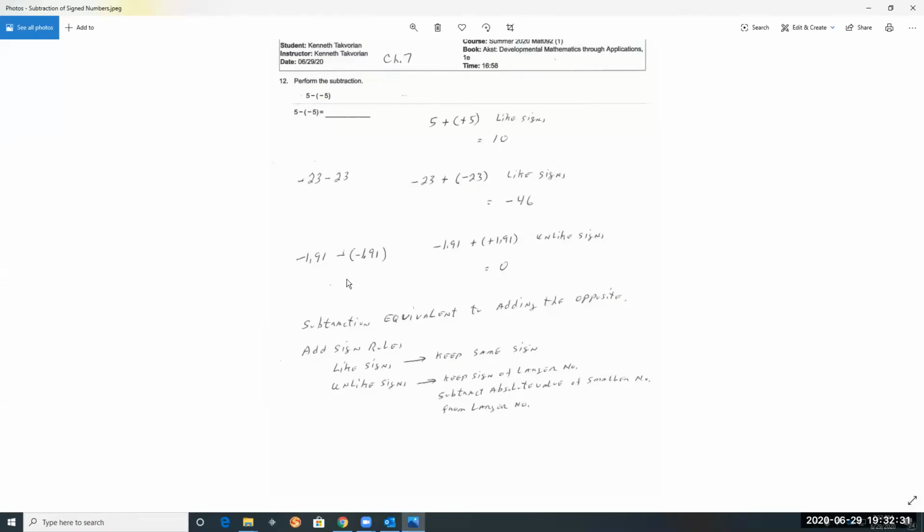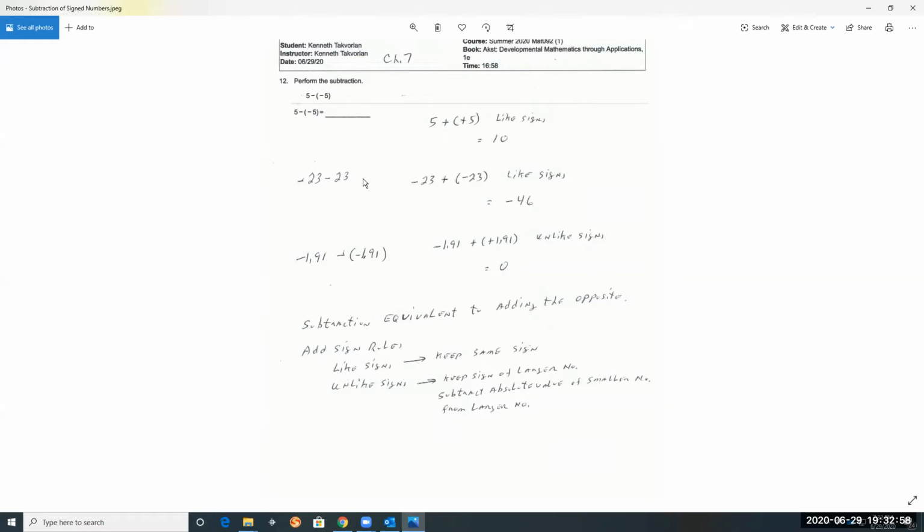Chapter 7 is on sign numbers. It's most important that we learn the definition of subtraction. When we're working strictly with whole numbers, subtraction was thought of as takeaway. If you have 10 objects and you take away 2, then you're left with 8 objects. But when we're working with sign numbers, we're not always taking away a positive number. We'd be taking away a negative number.